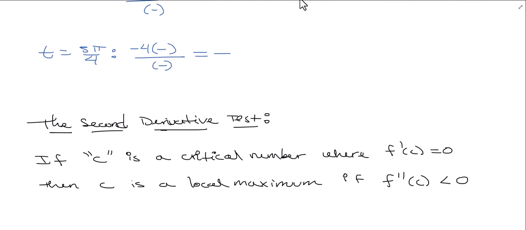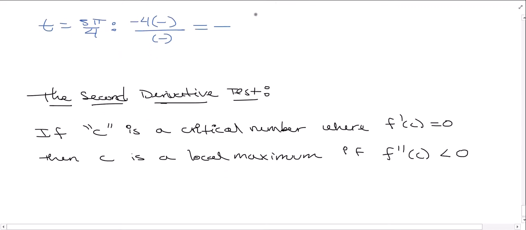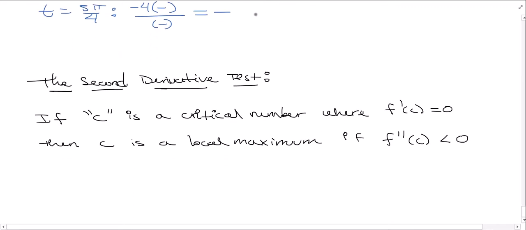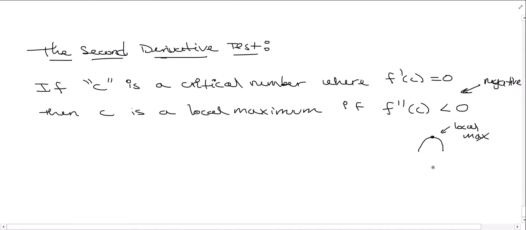So what the second derivative test really says is that if you have a critical number from the first derivative, so if c is a critical number where the first derivative is 0, then c is a local maximum if the second derivative evaluated at c is less than 0. So what does less than 0 mean? That it's negative. So if it's negative, that means it's concave down, right? So that means that at c, you're having this. So that creates a local max. So that's how the second derivative test works.